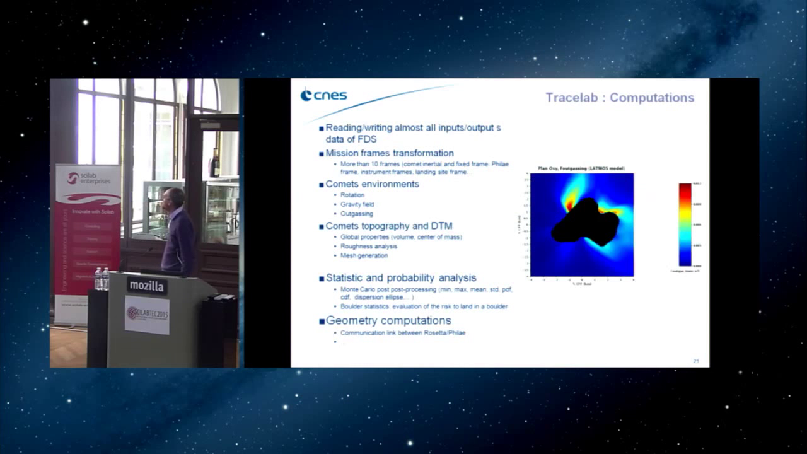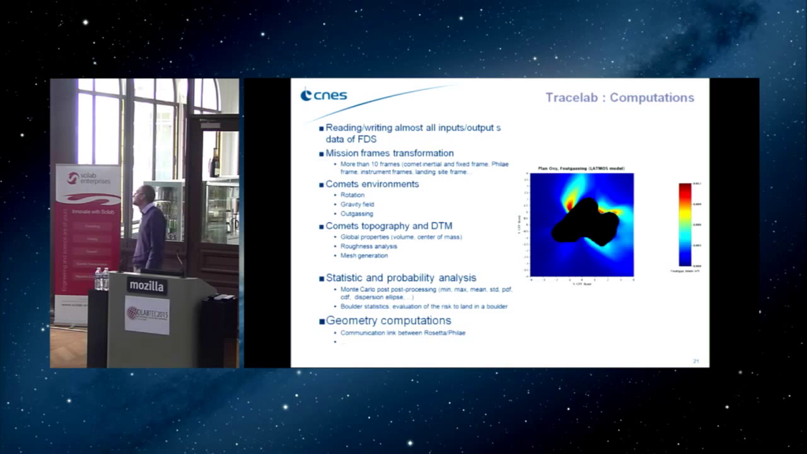So the computation, we are able to read and write almost all input and output data of the flight dynamic system. We have a lot of data files, so it's a huge number of functions. We are able to handle all the mission frames transformation. We have several frames, frames related to the comet, to the landing site, to Rosetta, to Philae, to the scientific instruments. So we are able to change coordinates between all these frames.